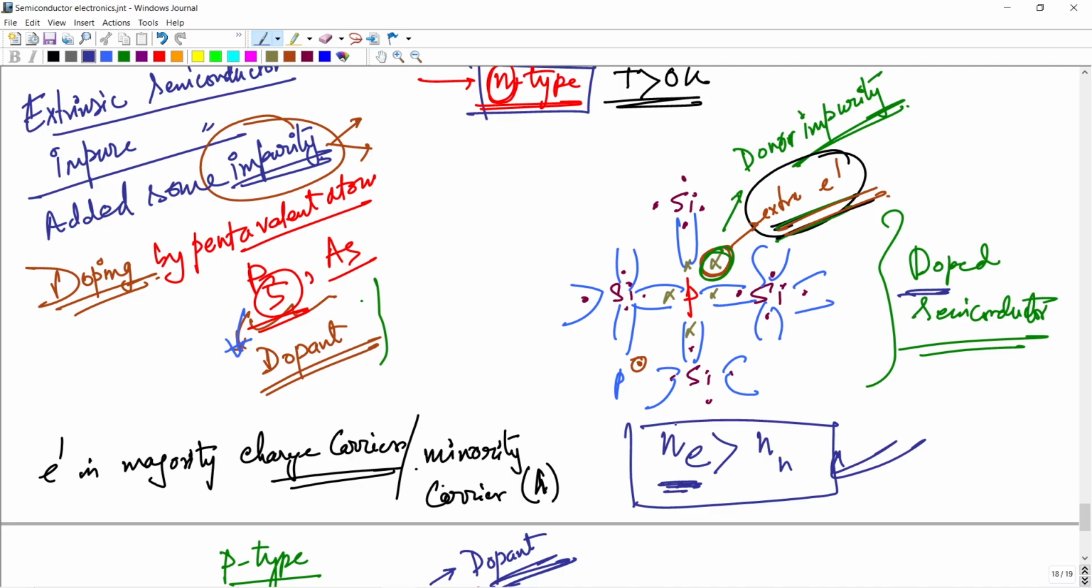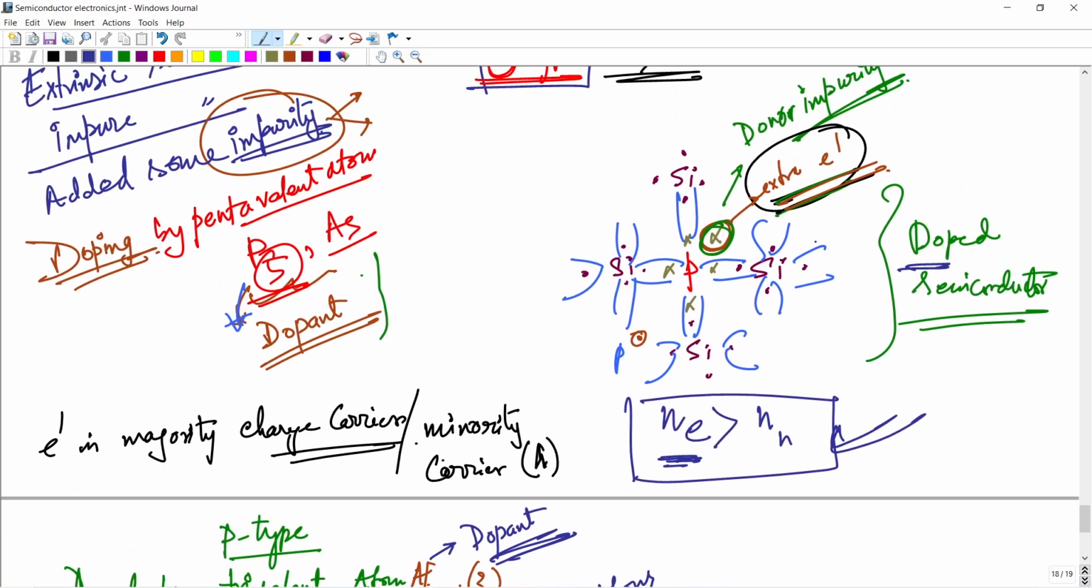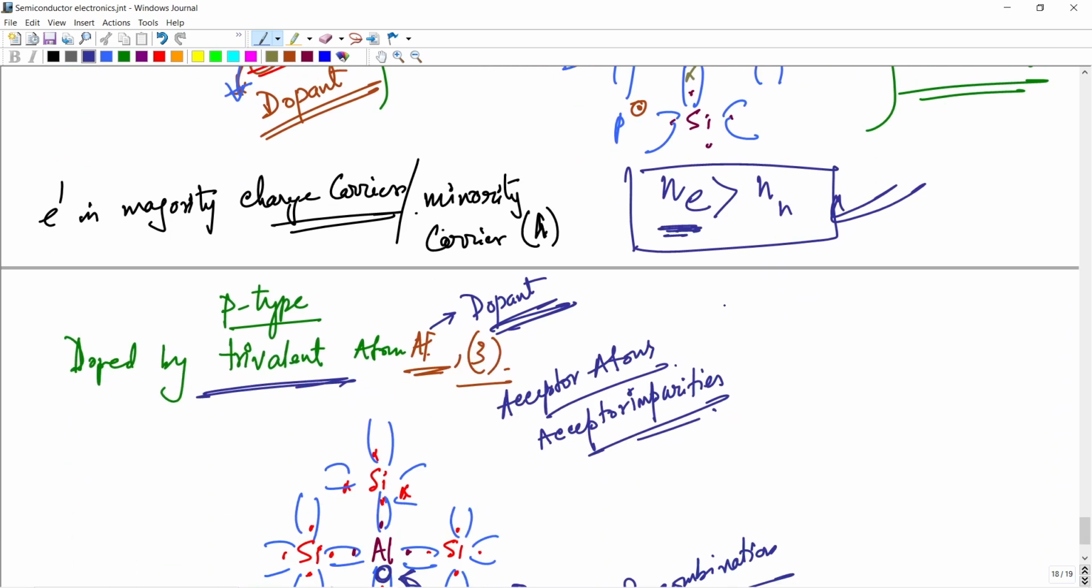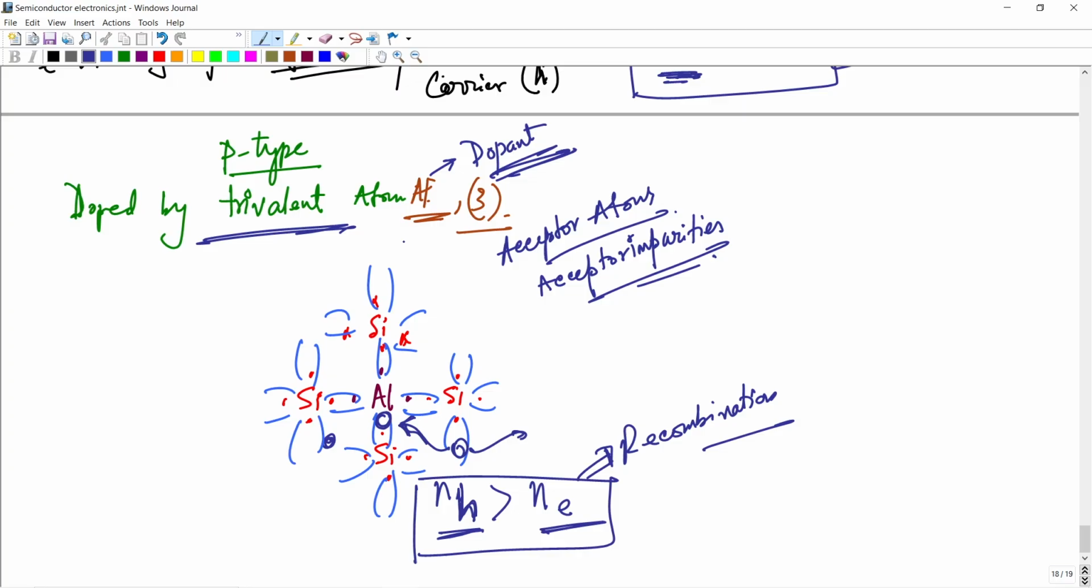Majority charge carrier is electron and minority charge carrier is hole, because at a temperature above 0 Kelvin some bonds break and we get a very small amount of minority carriers. So minority carriers are always present in the semiconductor. In both cases the majority carrier is high and the minority carrier is low. The electron count is high in n-type and the hole count is high in p-type. That's the basic idea of the extrinsic semiconductor.